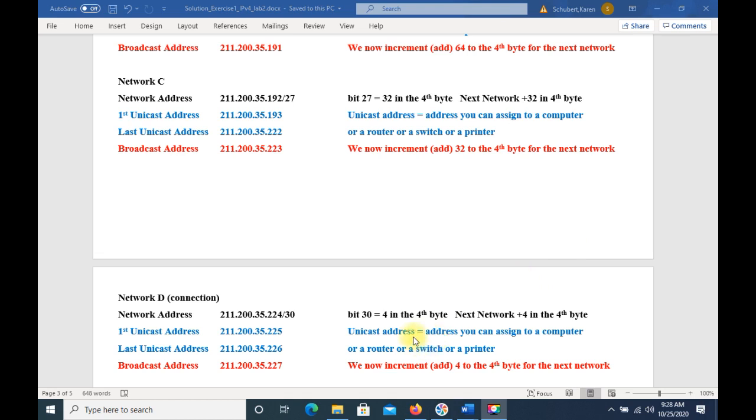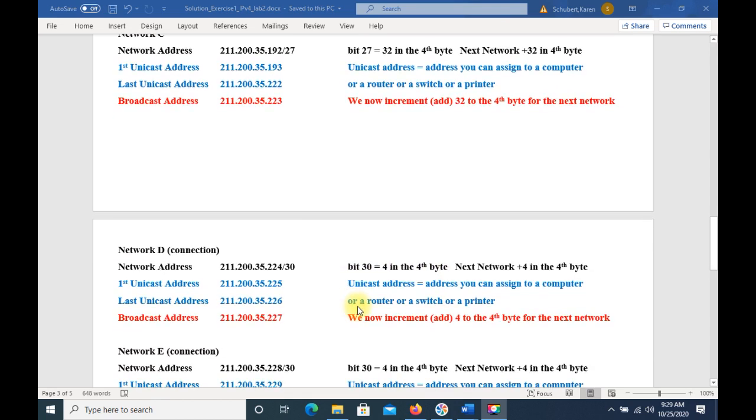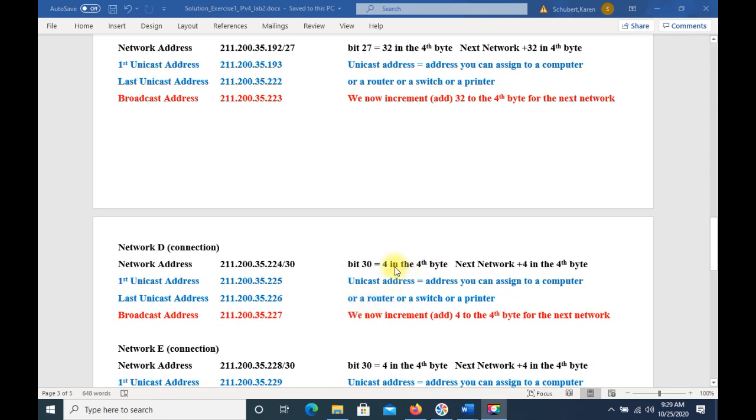Now network D, we had added 32 to 192 to arrive at a network address of 211.235.224. We used 30 network bits with a subnet mask of /30. Bit 30 is in the 4th byte, but it's only worth 4. So to get to the next network, we add 4 to 224, so the next network will be at 228.